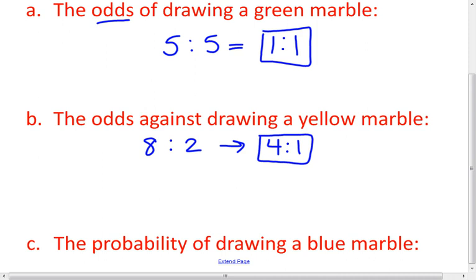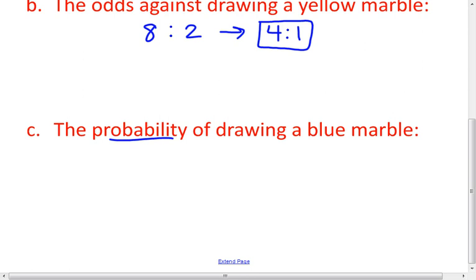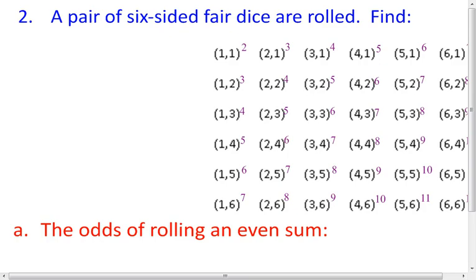Okay? In the next one, I'm asking you for probability. All right, so now I'm mixing it up a little bit. Probability, so you're going to report it as a fraction. Again, when you do probability, you need the total number of outcomes on the bottom. So there are 10 total outcomes. And I want to know the chances of getting a blue marble. Well, there are 3 blue marbles out of my 10 possible choices. So 3/10. Again, probability reported as a fraction, odds reported as a ratio.